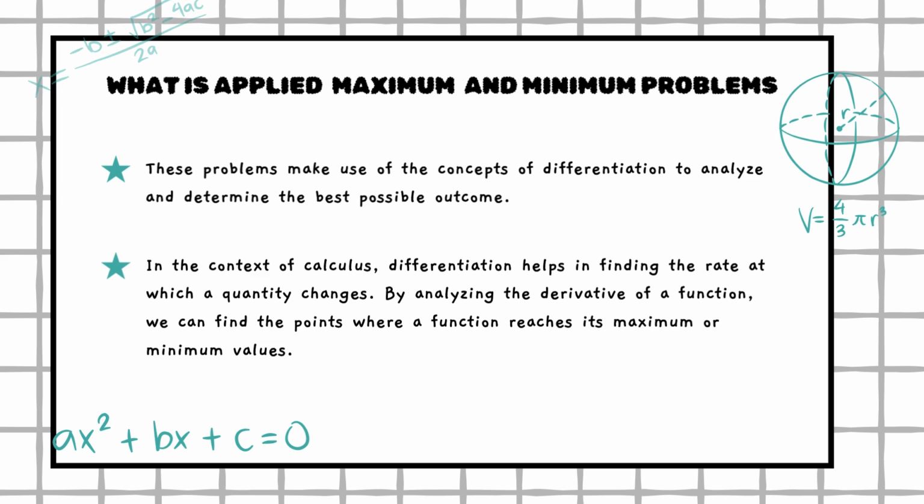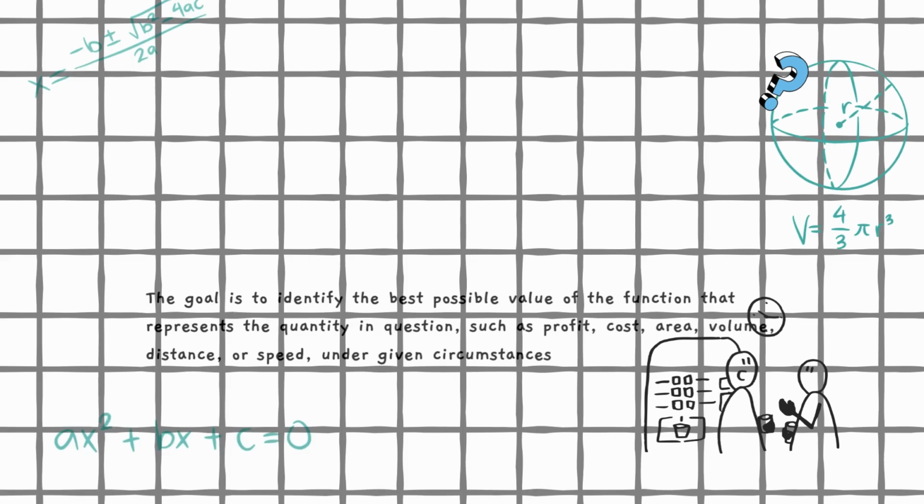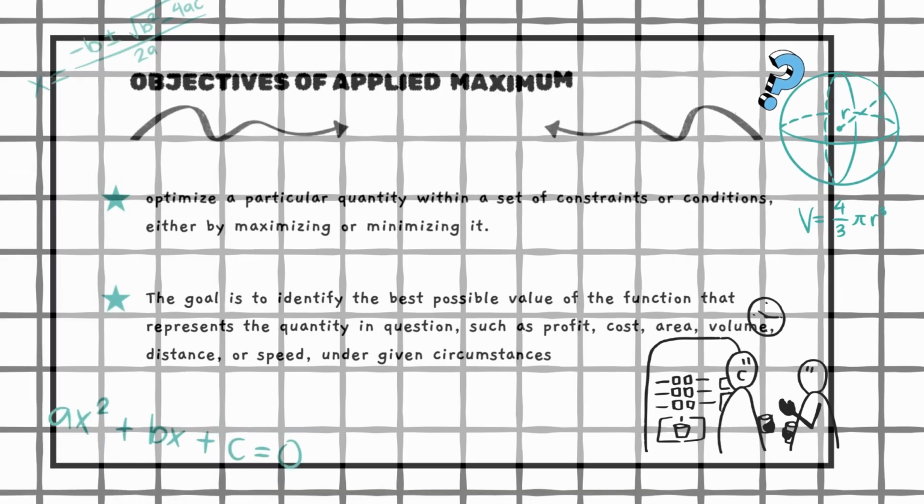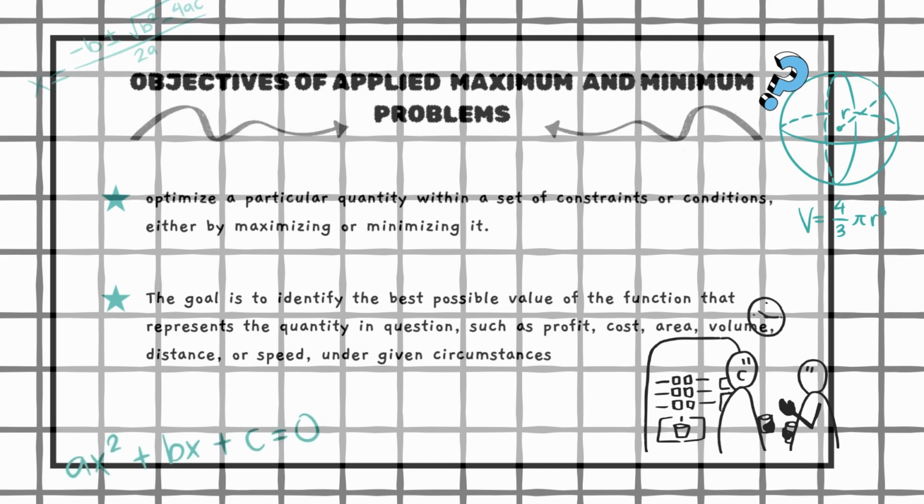In the context of calculus, differentiation helps in finding the rate at which a quantity changes. By analyzing the derivative of a function, we can find the points where a function reaches its maximum or minimum values. So the next one is the objective of applied maximum and minimum problems, which is to optimize a particular quantity within a set of constraints or conditions, either by maximizing or minimizing it.